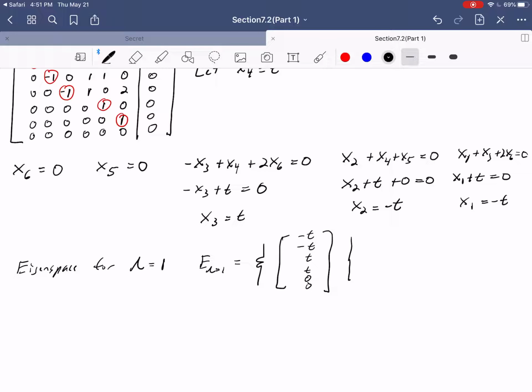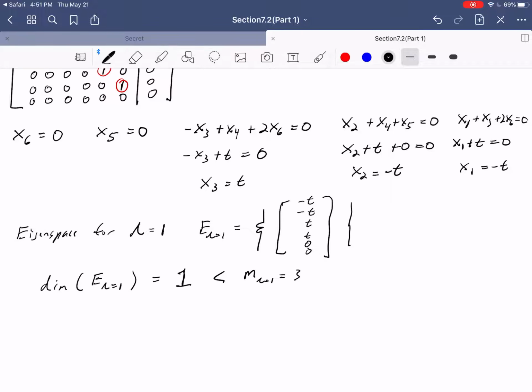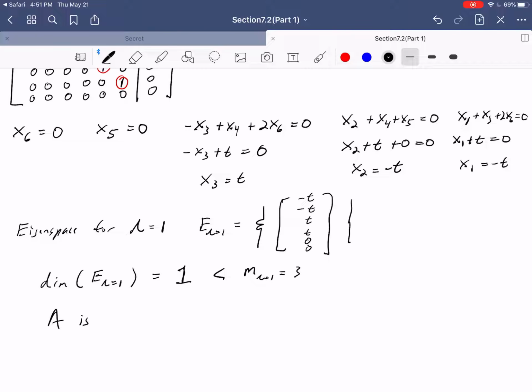Now, since that only had one free parameter, that tells us that the dimension of that eigenspace, E lambda 1, is equal to 1. And if we check, that is less than the multiplicity for lambda equals 1, which was 3. That tells us that A is defective. In other words, another way of phrasing that A is defective is that there is no way to construct a basis for R6 using just eigenvectors of A, right?